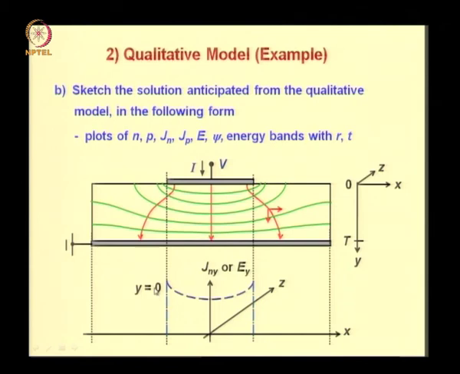At y equal to 0, that is along this top electrode as a function of x is what we are plotting. J_ny or E_y would have a shape such as this. The magnitude is increasing towards the edges because the potential lines crowd near a sharp edge and the electric field is higher, and therefore the current density also is higher. That explains why the current density is higher at the 2 edges as compared to the center of the contact.